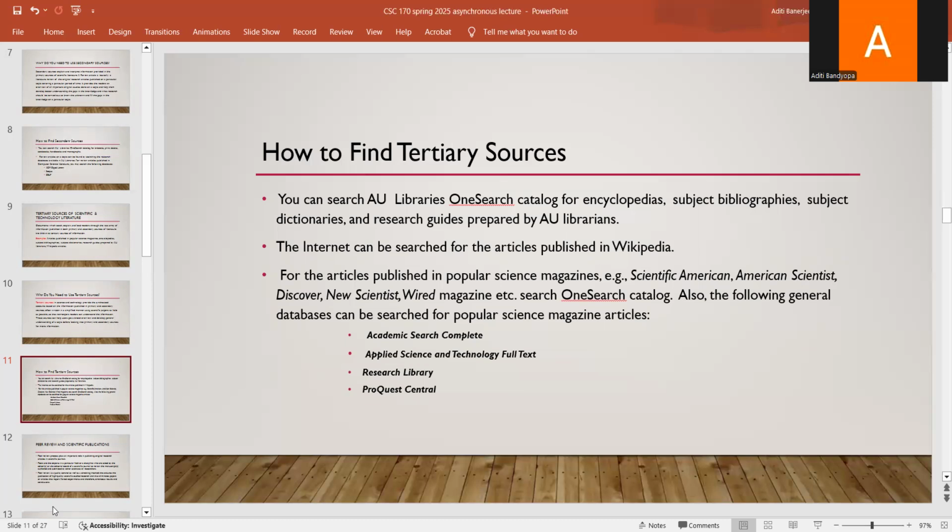You can look for popular science magazine articles in Scientific American, American Scientist, Discover, New Scientist, etc. And you can search for these magazines using One Search Catalog at AU libraries. There are also some databases that you can search for popular science magazine articles. They are Academic Search Complete, Applied Science and Technology Full Text, Research Library, and ProQuest Central.